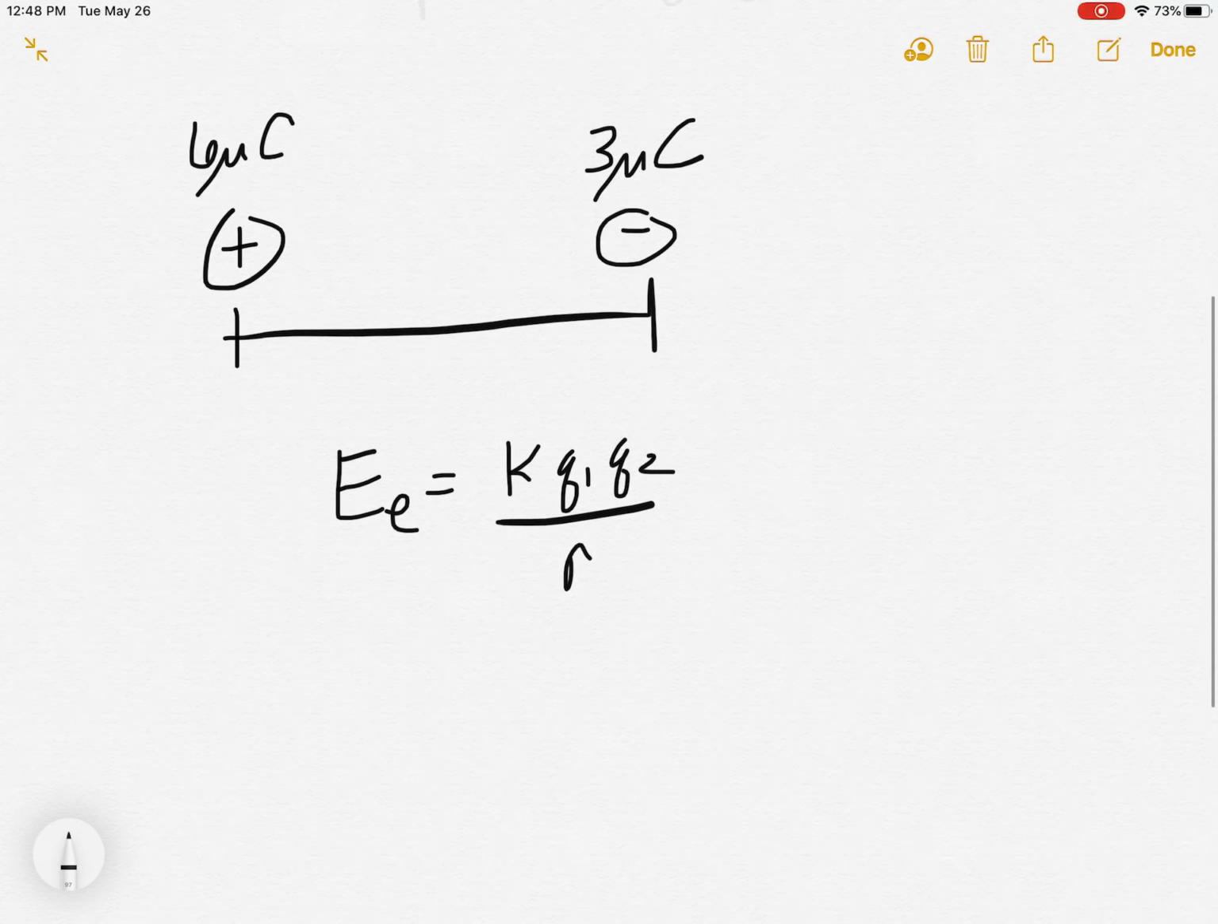Sorry, over r, not squared. Ooh, don't make that mistake. It's very common. You'll make it 6 times. I just made it now after 25 years of doing this. So you got to watch. Don't make that energy r squared.